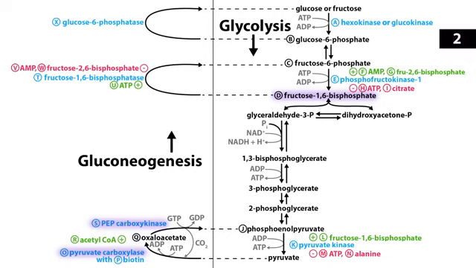Next, we have fructose 1,6-bisphosphatase, which is going to convert fructose 1,6-bisphosphate to fructose 6-phosphate. And then we have glucose 6-phosphatase, which is going to convert glucose 6-phosphate to just good old-fashioned glucose.